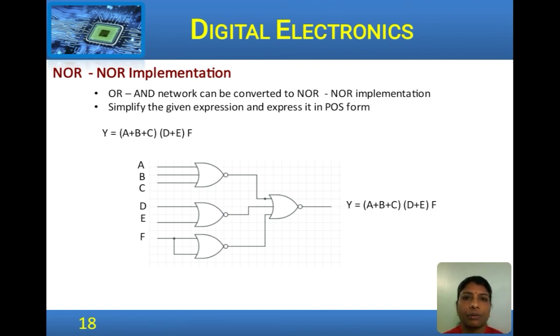So, in this video we had seen the basic gates, that is AND, OR and NOT gates, the universal gates NAND and NOR, using which all other gates can be implemented, and we had also seen XOR, XNOR and buffers. And then we had seen implementation of sum of product and product of sum using AND and OR gates, and also using the universal gates.